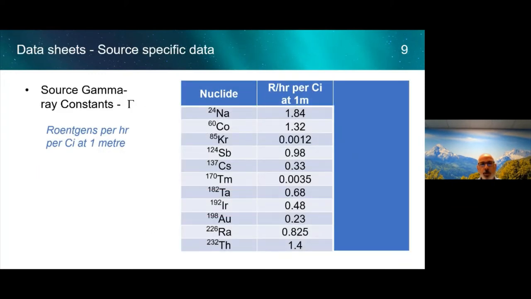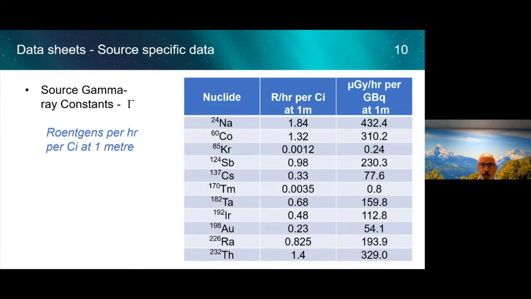We're also going to be using a very useful idea of a gamma ray constant. You can look these up in BS494, but unfortunately, being so old, it quotes gamma ray constants in terms of Röntgens per hour per Curie at 1 meter. So it's all old units, or old money, if you like. So we have to convert that into more modern units, which I've already done here on the right hand side. So the modern units would be microgray per hour per gigabecquerel at 1 meter.